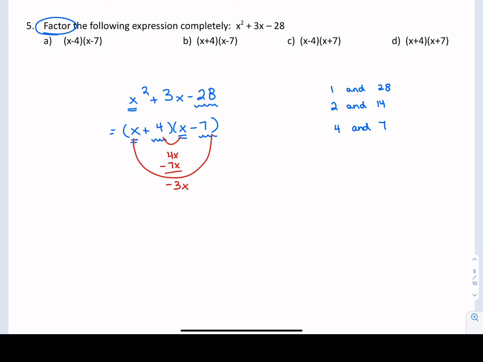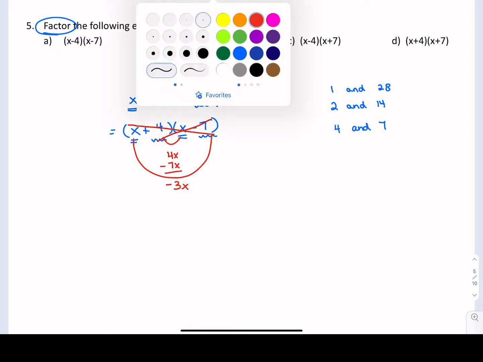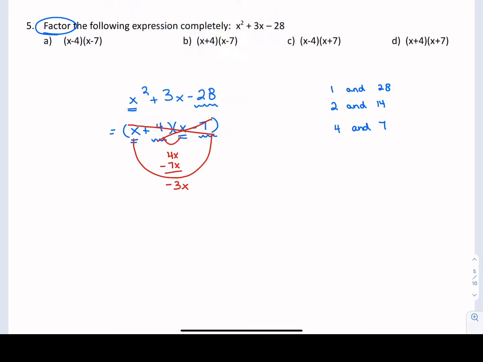We have the right number, but it's the wrong sign. That middle term needs to be a plus 3x. So essentially we have the right numbers, but we don't have them associated with the right symbols or signs. So that's not the correct factoring for x squared plus 3x minus 28. If we were to switch those signs, so let's try this again.